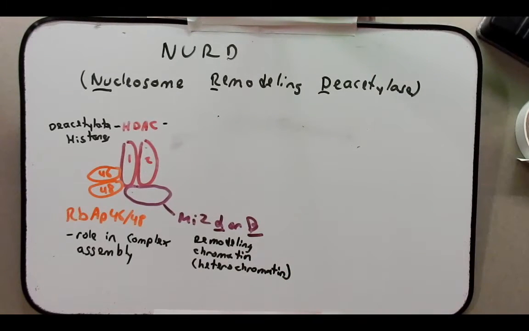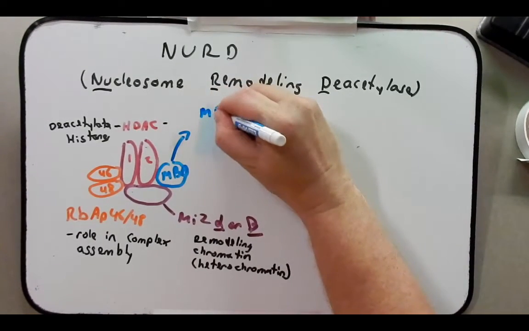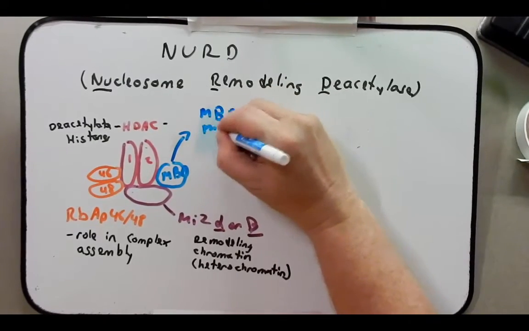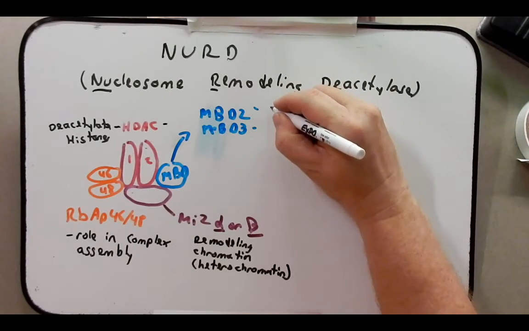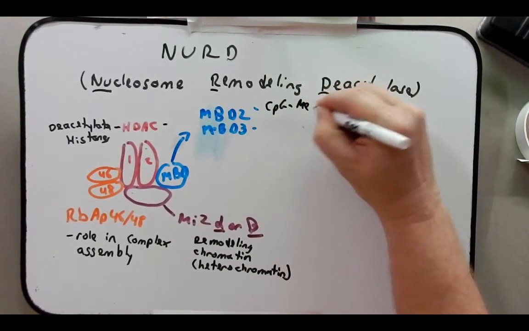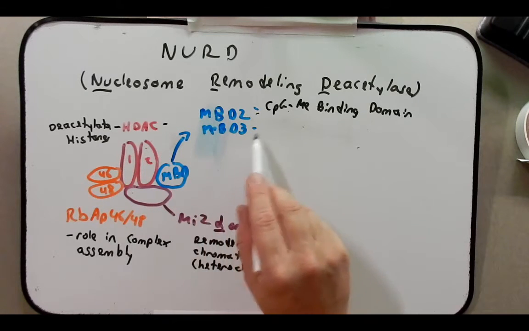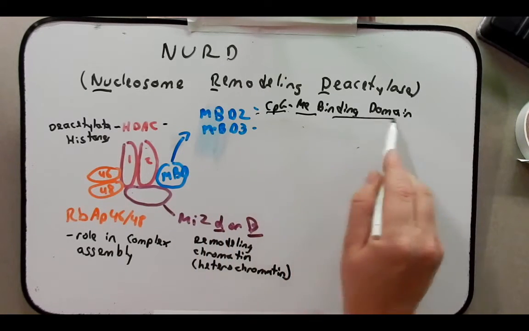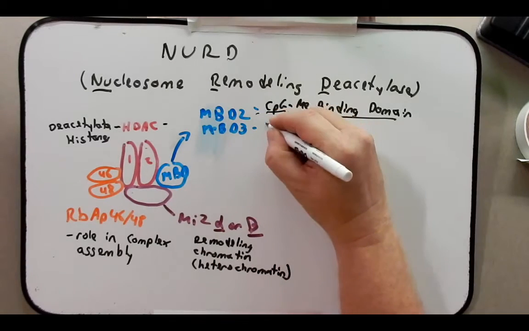The next one I'm going to draw here we're going to call MBD. And it can be MBD2 or MBD3. MBD2 has a CpG methyl-binding domain. This brings us to a really important point, and that is, this is one way that we can specify which genes to turn off. By having this domain here that can bind to methylated CpGs, it can specifically target the genes that need to be repressed.